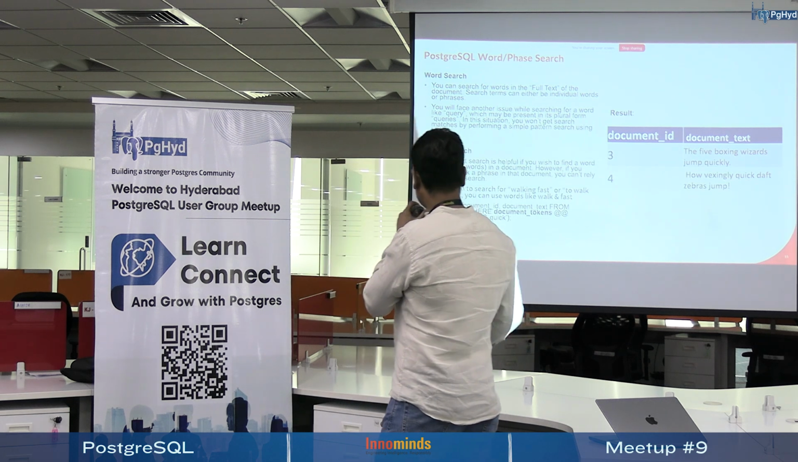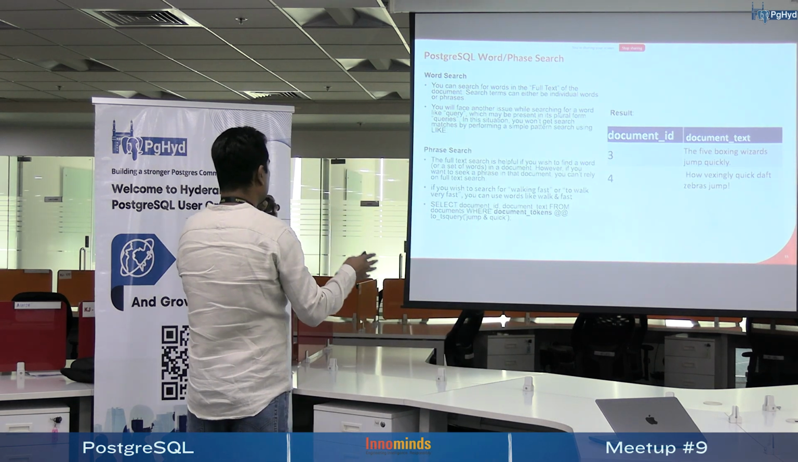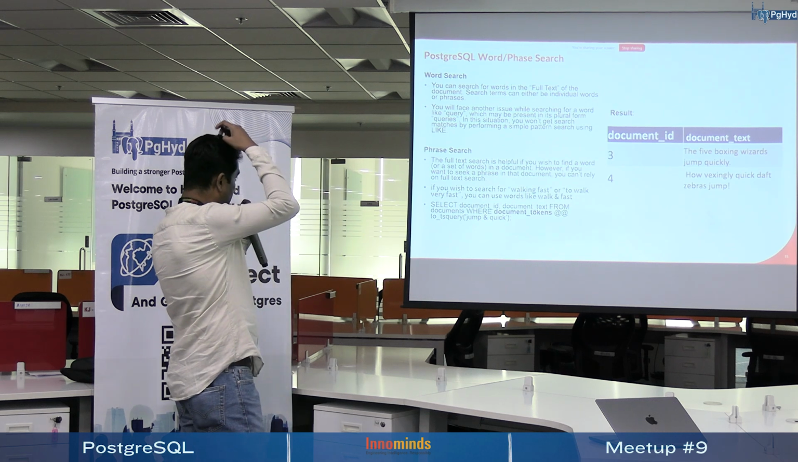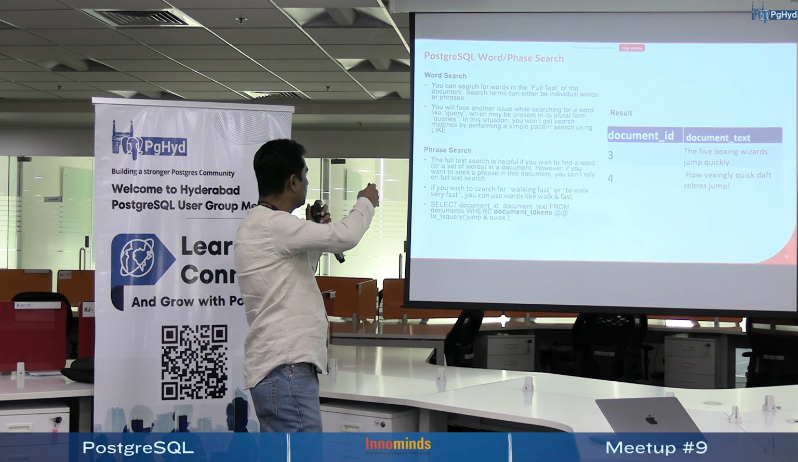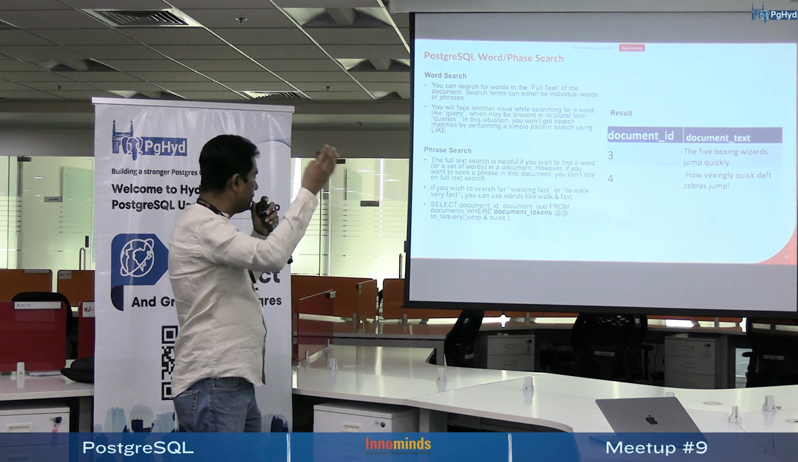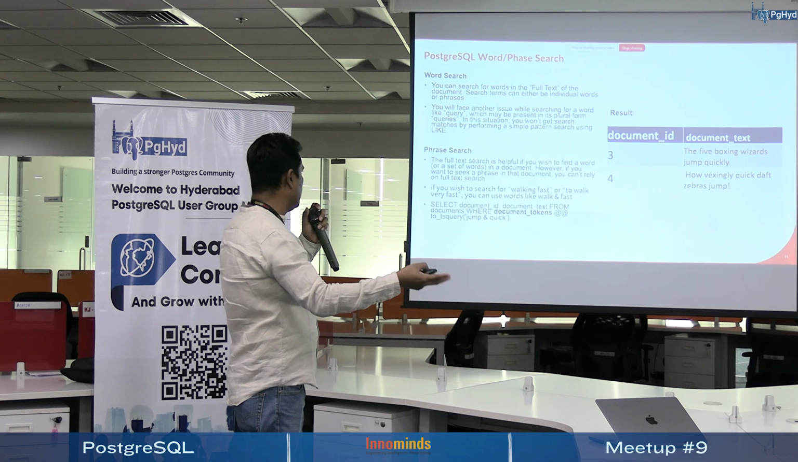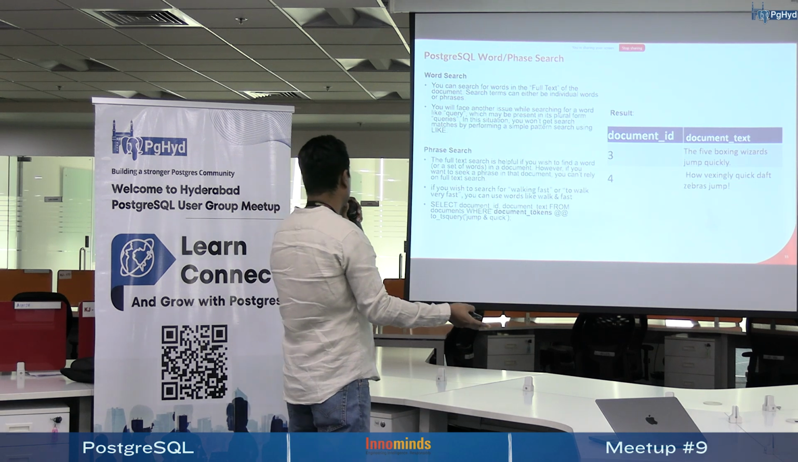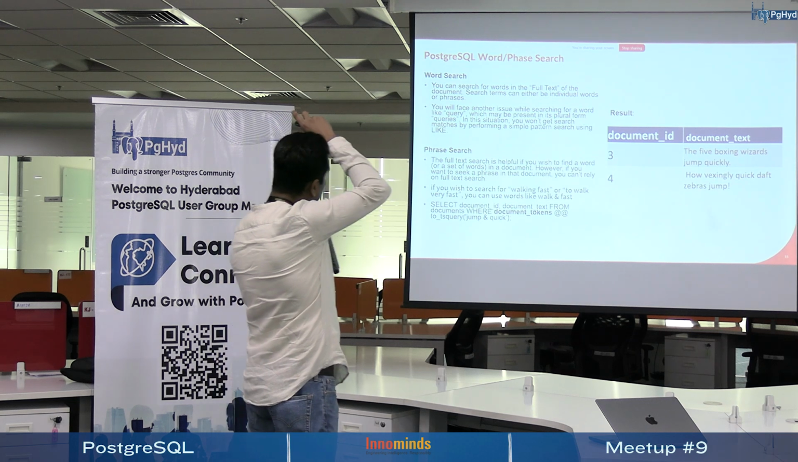Okay, so what exactly I told, like word search and then phrase search. So here, you can search the word in the full text of the document. Search terms can either be an individual word or a phrase. So maybe a single word you can use, or maybe a double word you can use over there.